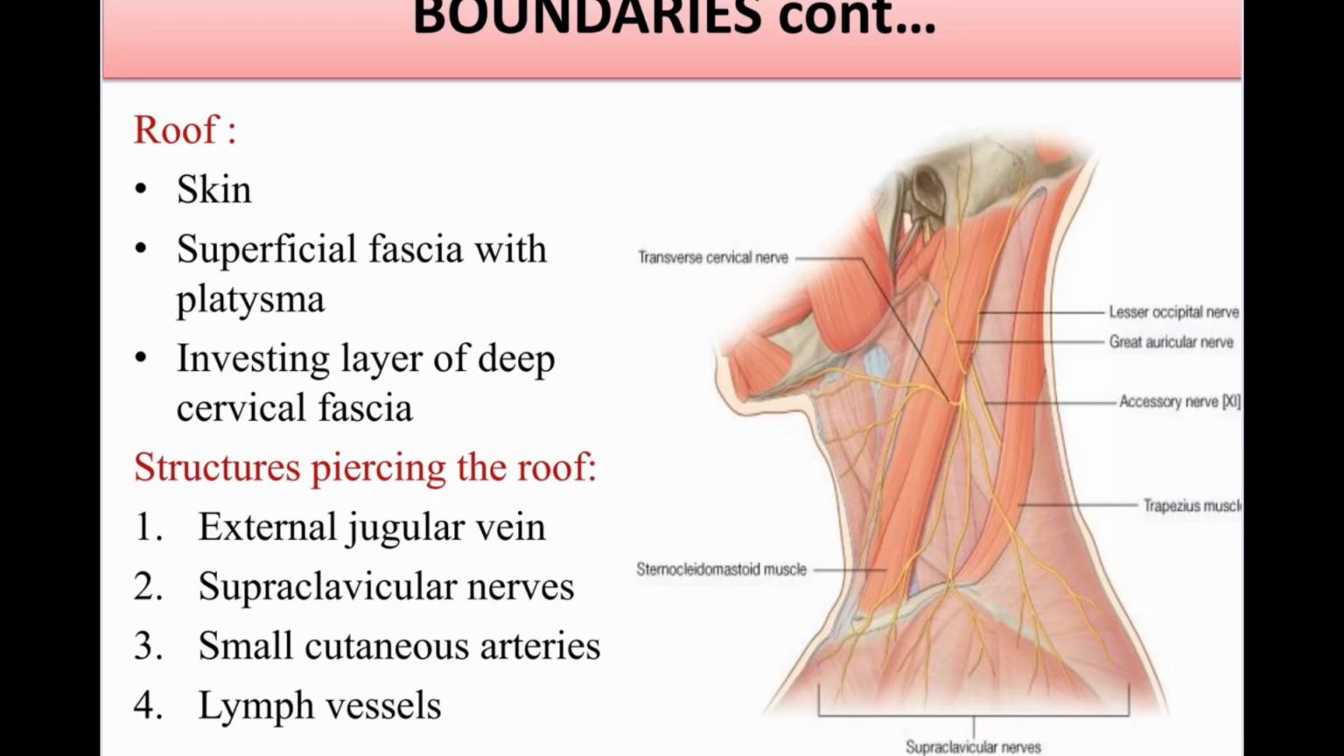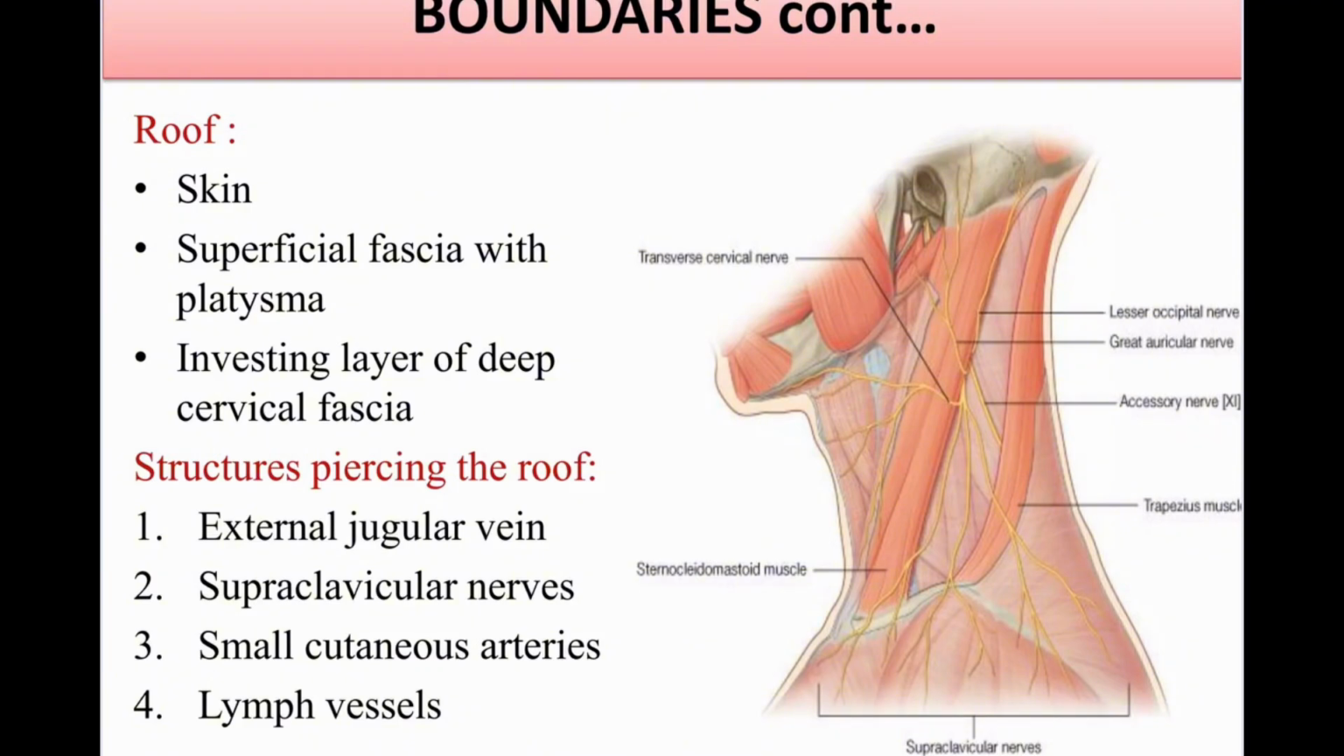So what are the cutaneous nerves? You can see the lesser occipital nerve, which is C2. The greater auricular nerve, which is C2, C3. The transverse cervical nerve, which is C2, C3. And the supraclavicular nerve, which is C3, C4. These are branches from the cervical plexus that supply cutaneously. So the roof is the skin, the superficial fascia, which contains nerves and vessels, and the deep fascia, which is the investing deep cervical fascia.